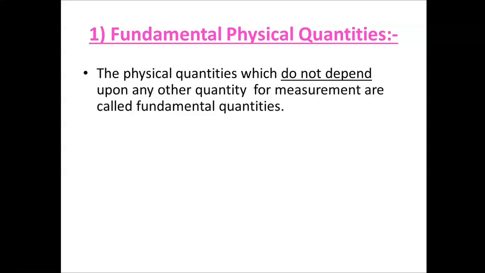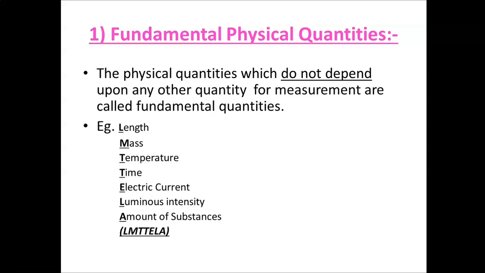What are fundamental physical quantities? Fundamental, what is it? Basic. The physical quantities which do not depend upon any other quantity for their measurement are called fundamental quantities. It means these quantities are independent. जिसे किसी दूसरे के ऊपर डिपेंड होने की जरूरत नहीं होती है, वो क्वांटिटी को कहा जाता है फंडामेंटल फिजिकल क्वांटिटीज. Okay.